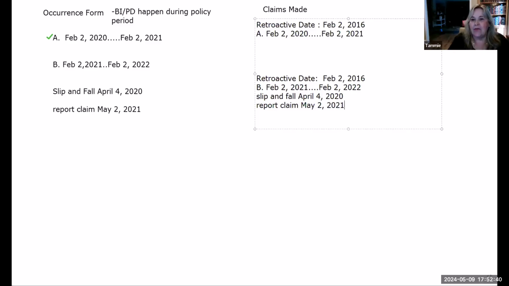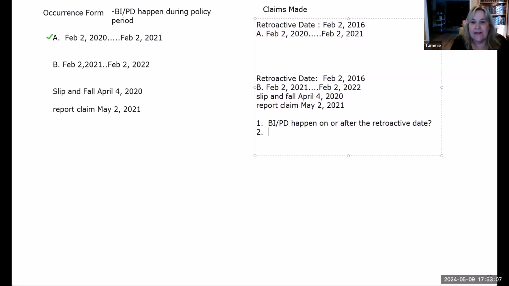Now, the first question you have to ask yourself is, did the bodily injury or property damage happen on or after the retroactive date? Because that's really important. That retroactive date tells you when you can start paying claims. And it did. It passed the first test, because the bodily injury happened on April 4th, 2020, which is after the retro date.